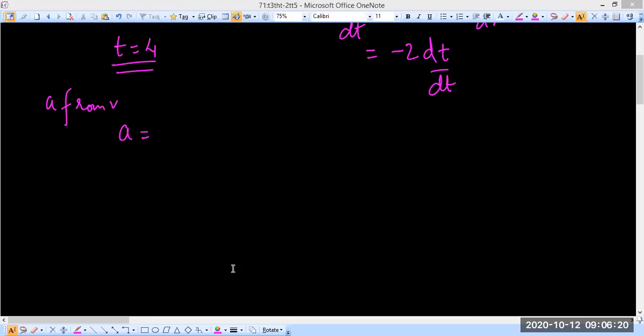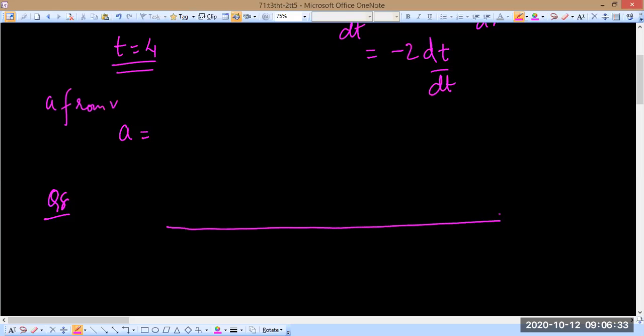Question 8. Okay, so for question 8, what we have is we have to draw a diagram first of all.